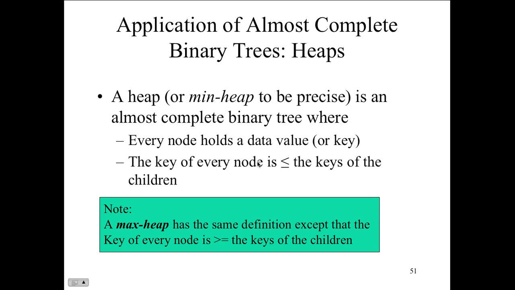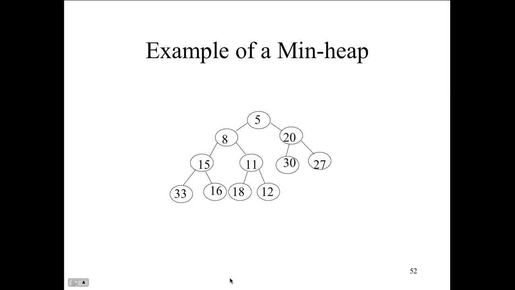Note the maximum heap has the same definition except the key of the node is larger than or equal to the keys of the children. So it depends on the order that we're going to create it. Here's an example of a minimum heap, and you notice the big numbers are on the bottom and the small ones on the top. So it's going minimum on the top, the root is the minimum value of the tree.